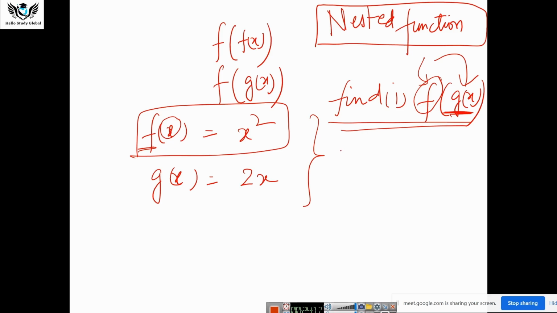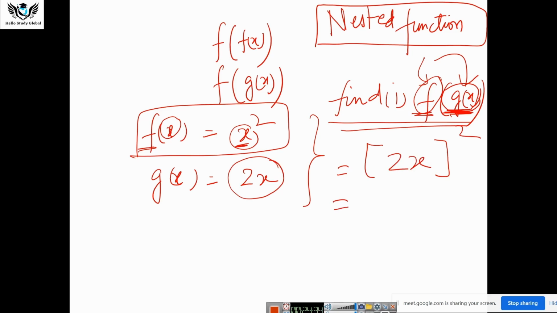So the function is a square function. We have to find out the f function, which is a square function, and in the input it should be g(x), not x. Input should not be x, it should be g(x). And what is g(x)? g(x) is 2x. So this gives us 2x whole square, which is 4x square. So f of g(x) would be 4x square.